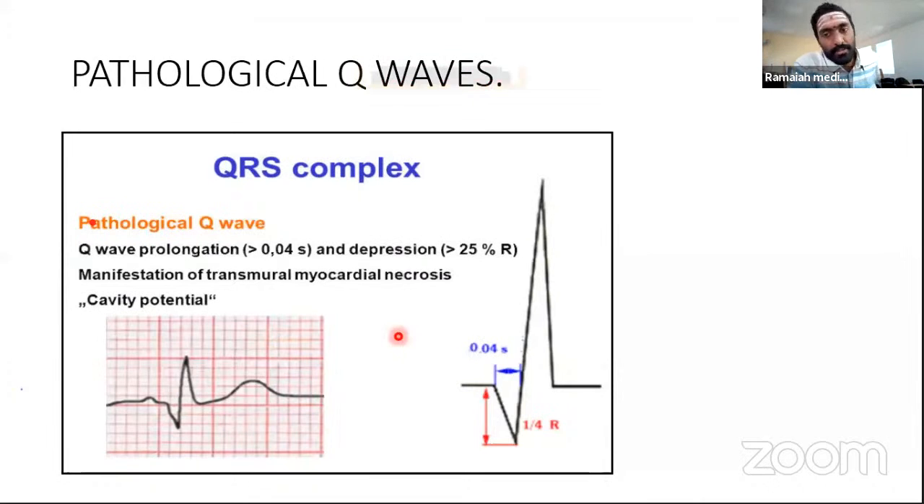So this is how we define pathological Q waves. Can you tell in which leads you can get physiological Q waves? We discussed this, just an application of it. In which leads can you get a Q wave normally?